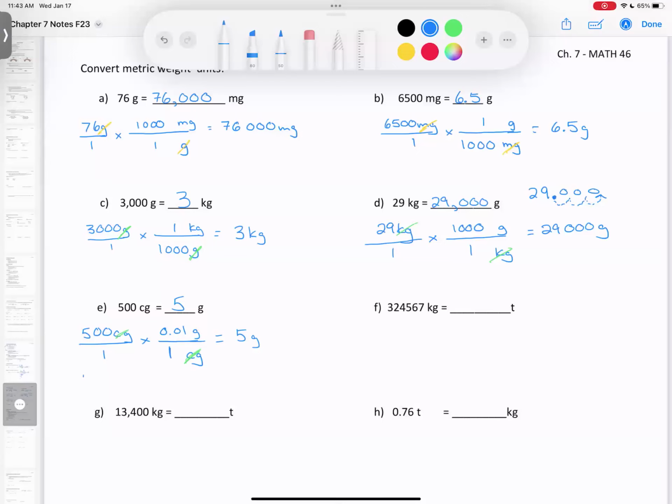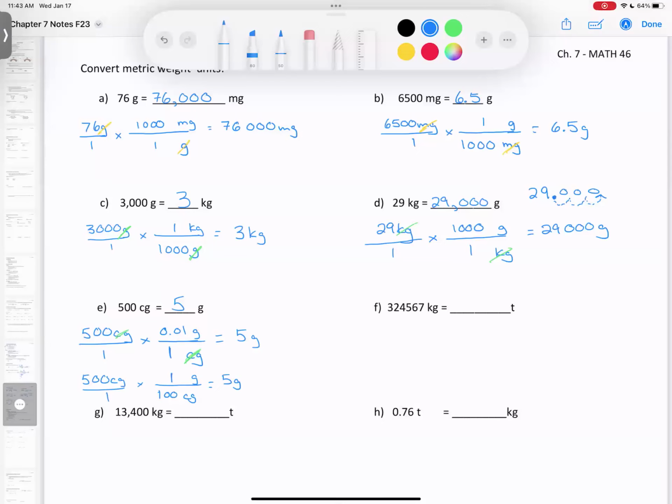Now, if you had said, well, hang on a sec, I know that centi means 100. So I know if I'm trying to do this conversion factor, there's going to be 100 centigrams in 1 gram. So you could have done that, and what will you get? You'll get the same answer. You will also get 5 grams this way. So there's multiple ways to do this, which is what I love about math.